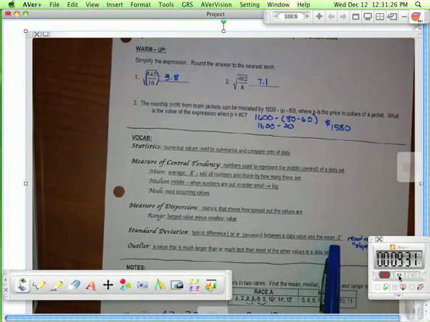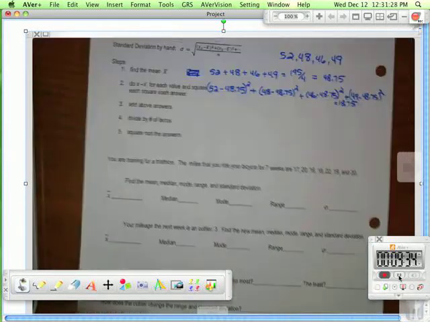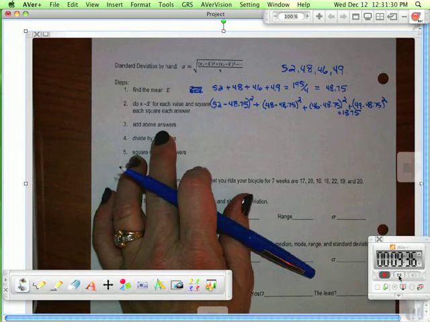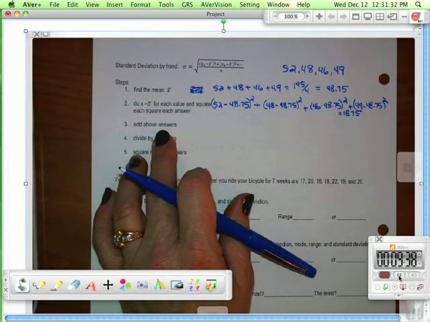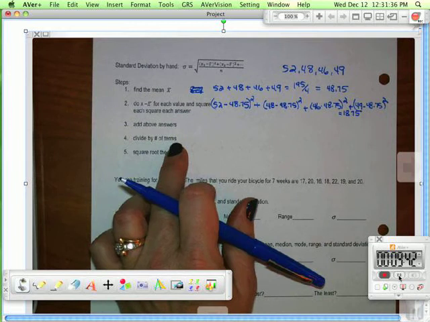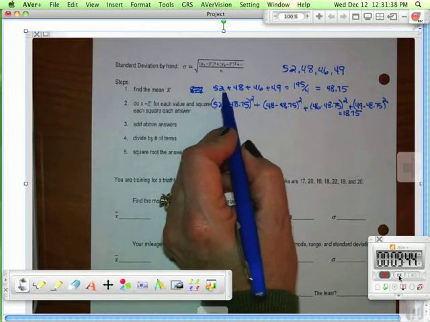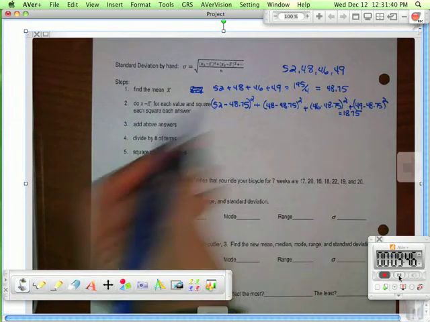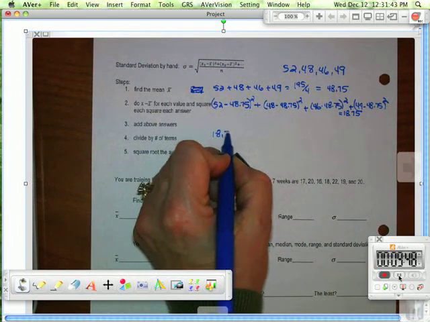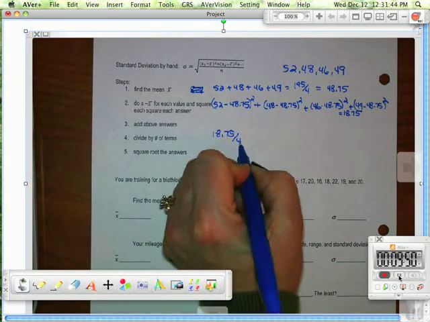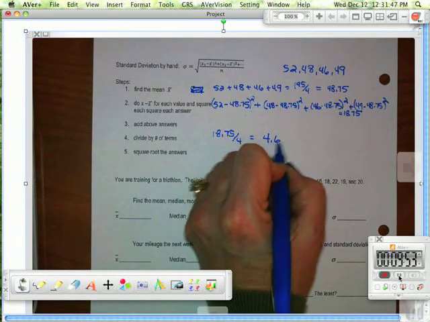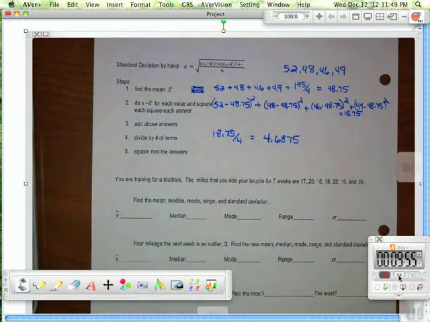Okay? So then it says add above answers, which we did already. And then number 4 says divide by the number of terms. Well, remember I had 4 terms, 1, 2, 3, 4. So I'm going to take 18.75 and divide it by 4, which equals 4.6875. And then I have to square root the answer.